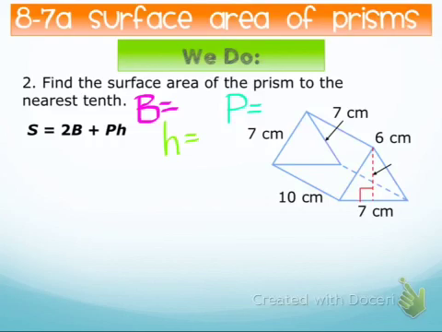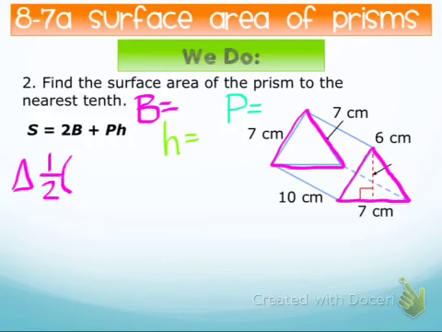So let's start with the area of our base. Our base is going to be the 2 parallel sides. So they're triangles. The triangle formula is 1/2 base times height. And then these triangles have a base of 7, and they have a height of 6.